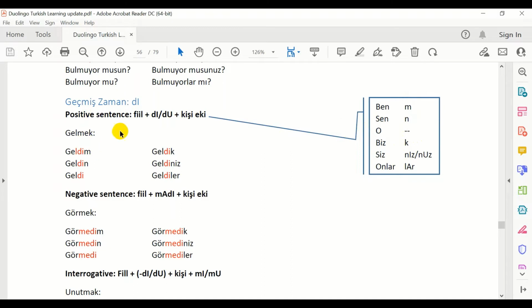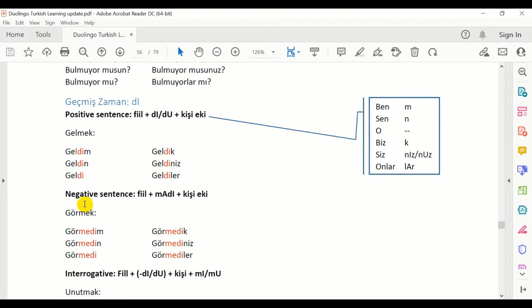Let me see, and let me explain with an example. A positive sentence. Gelmek, to come. Ben geldim. I came. See, gel, and then this suffix, and then the personal suffix. Ben geldim. Sen geldin. O geldi. Biz geldik. Well, continue this way.